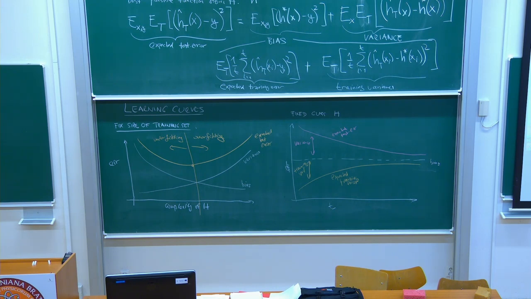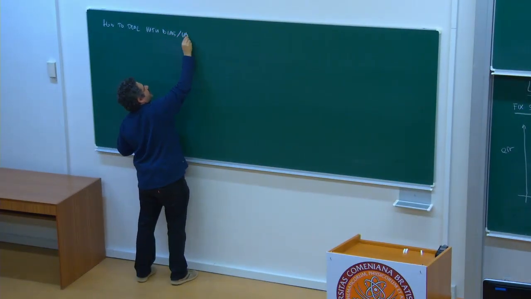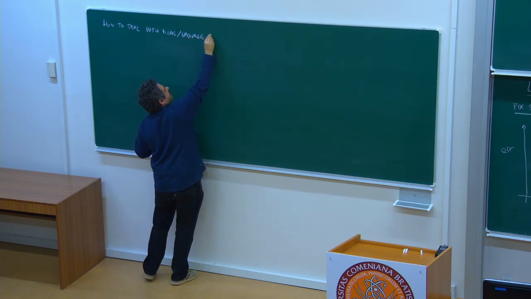So how to deal with the bias-variance trade-off?